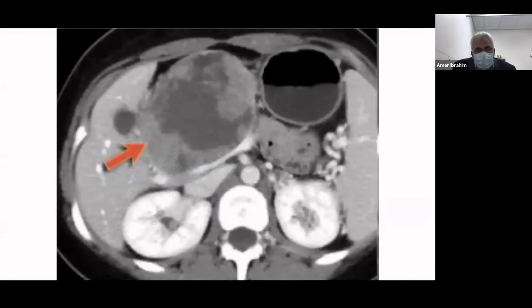Another type of tumor which could happen in young ladies, and the best way to remember them is if we start with the first lesion, which is the serous adenoma, which happens in elderly women.